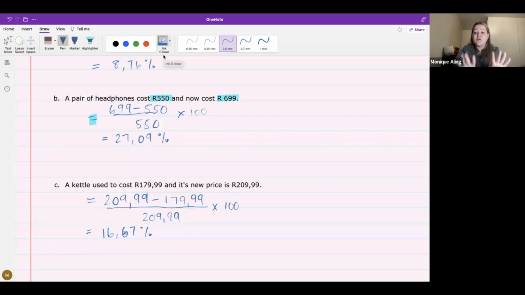Okay, so you use this formula for anything related to percentage increase, percentage decrease, percentage profit. If they ask you to work out the percentage loss, percentage discount, anything along those lines, this is the formula to use, okay? You'll never be given it, so please make sure that you know this formula.